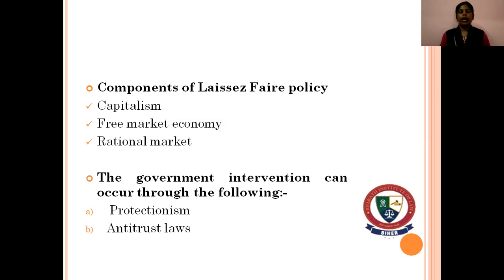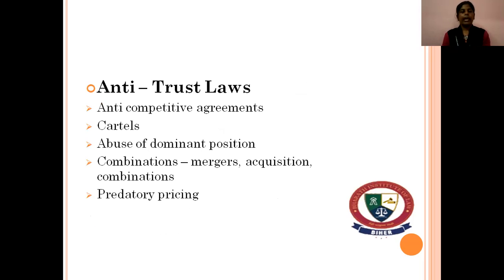And next is any action taken in an antitrust case. I'll explain what antitrust laws are. Antitrust law concerns anti-competitive agreements. That is, if any two persons enter into an agreement which has an adverse effect on the market or any other person in the market, then that is called an anti-competitive agreement. I'll give an illustration for that. For example, if there is a 100% market.